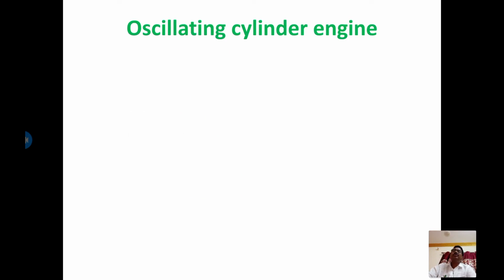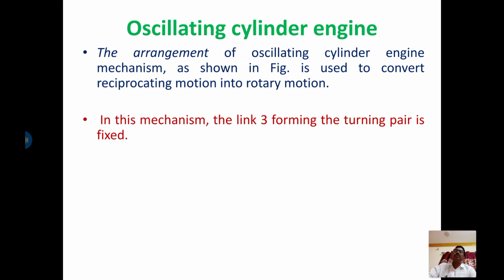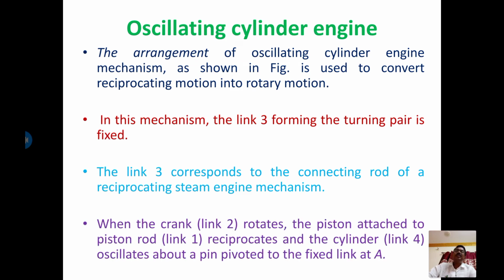Now coming to the second one, the oscillating cylinder engine. In this case, the cylinder oscillates, that's why it is called an oscillating cylinder engine. To convert reciprocating motion into rotary motion, in this mechanism link 3, forming the turning pair, is fixed. So the connecting rod of a reciprocating steam engine mechanism is fixed. When the crank rotates, the piston attached to the piston rod reciprocates and the cylinder oscillates about a pin pivoted to the fixed link. Now we are observing this figure.